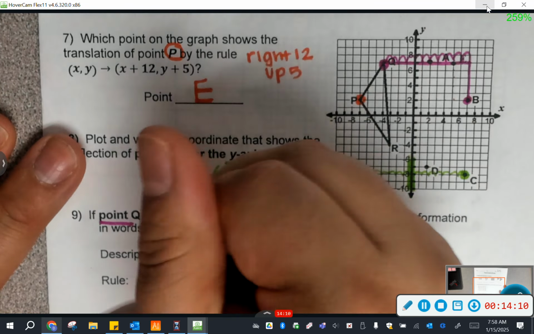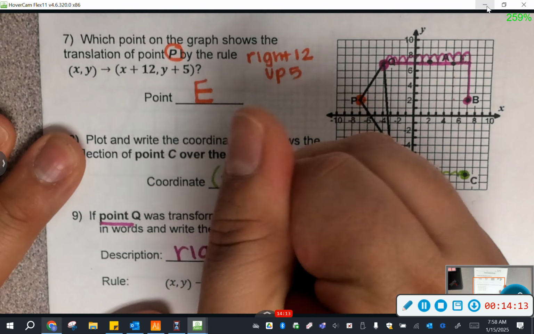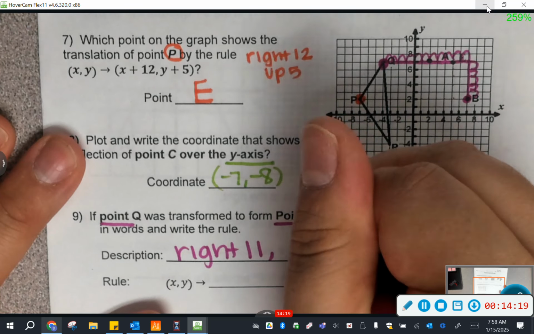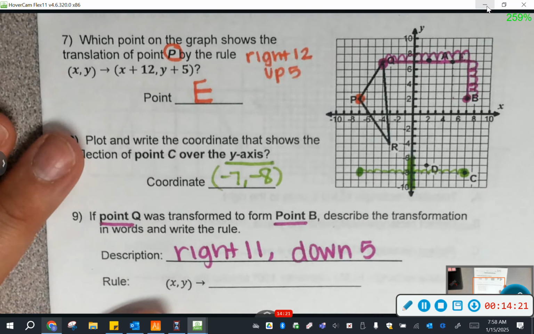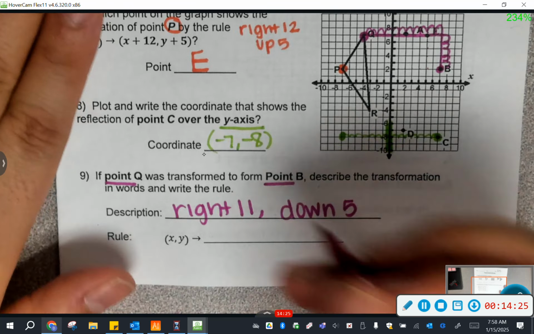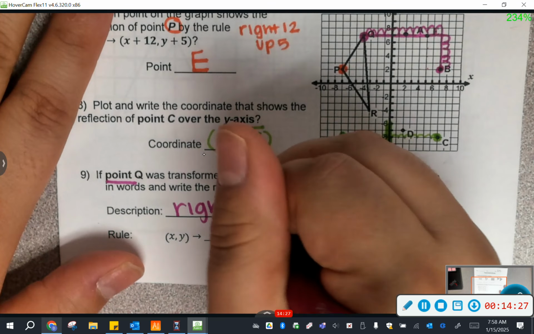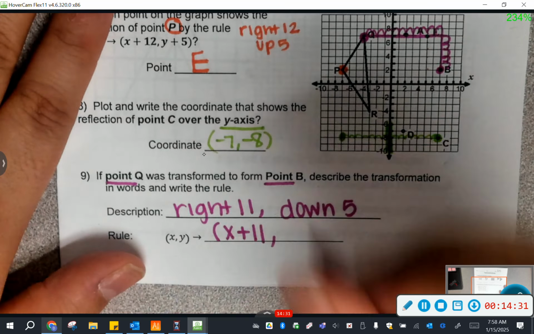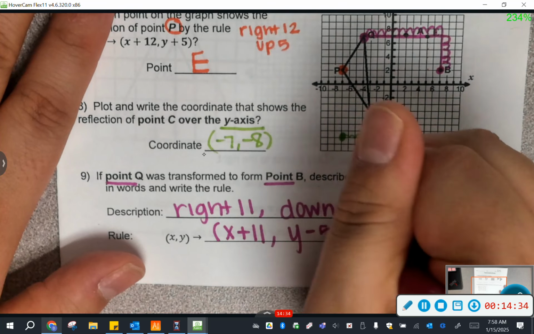Did y'all get 11? Yes. Right 11, and then I'm going to go 1, 2, 3, 4, 5 down. And how do I write that rule? X plus 11, Y minus 5. To the right is positive, down is negative.